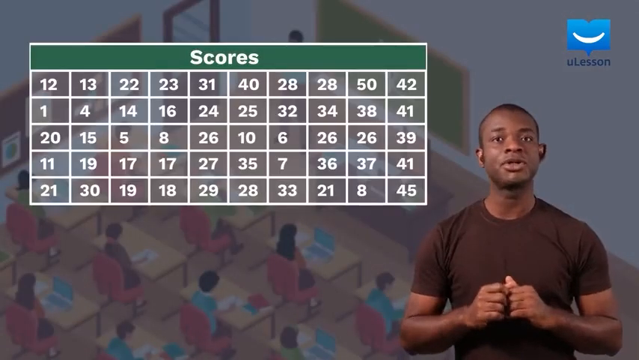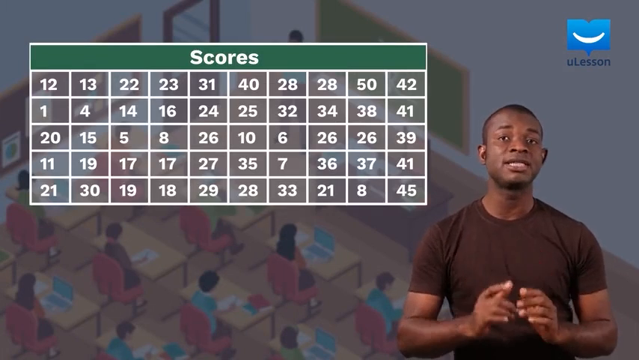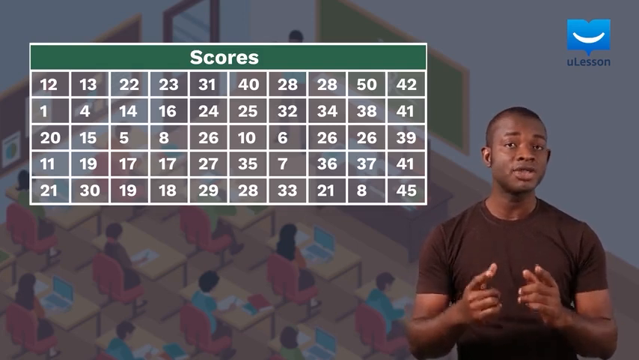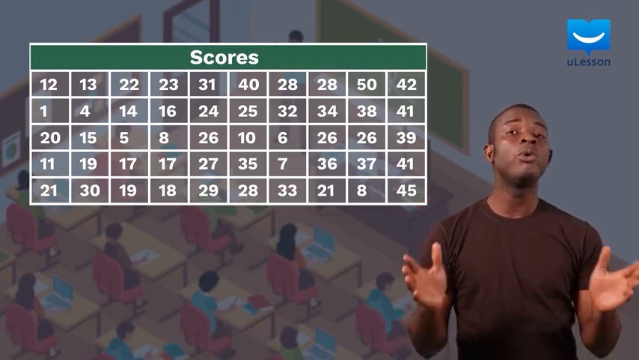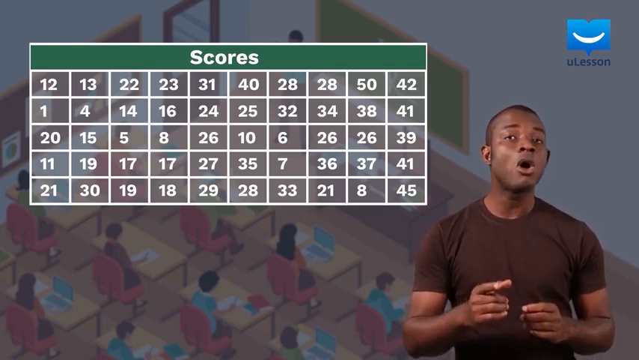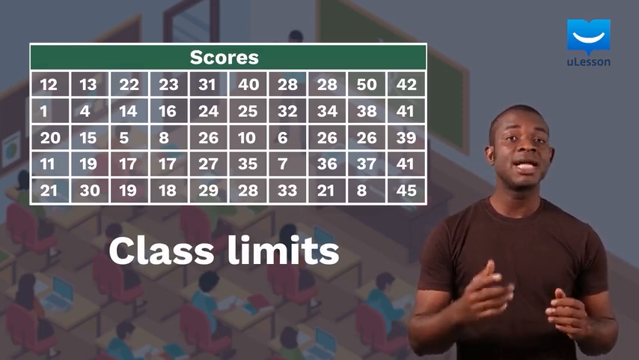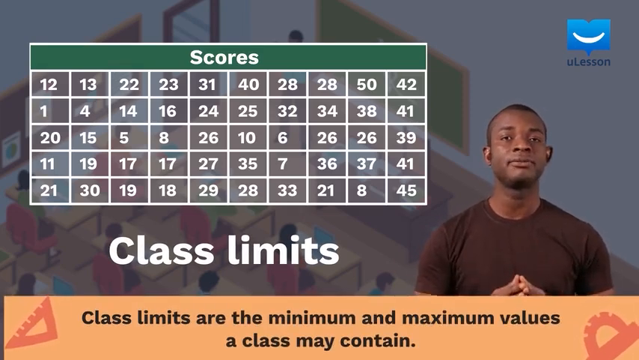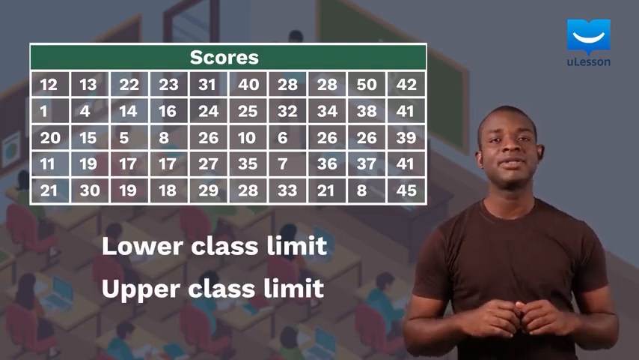Here is a distribution which represents the test scores over 50 for 50 students in Mr. Akpan's mathematics class. Presenting each score and its frequency will be very cumbersome, so we will group them up. These classes will have limits called class limits. The class limits represent the minimum and maximum values a class may contain. We have the lower class limit and the upper class limit.